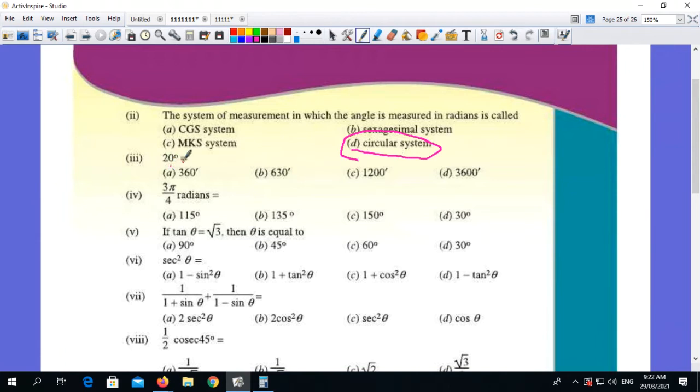How do we solve 20 degree equals to how many minutes? 360 minutes, 630 minutes, 1200 minutes, or 3600. I go on the board and explain how. We know that 1 degree equals 60 minutes, and 20 degree becomes 20 into 60 minutes, and we have 1200 minutes. So the correct option is 1200 minutes. We have to solve and then answer this.